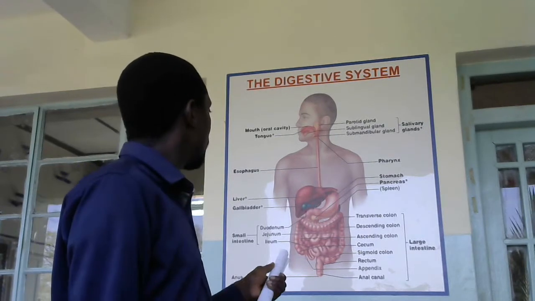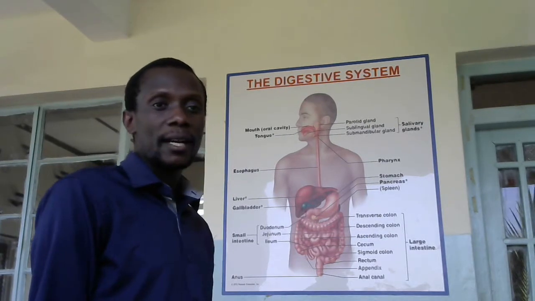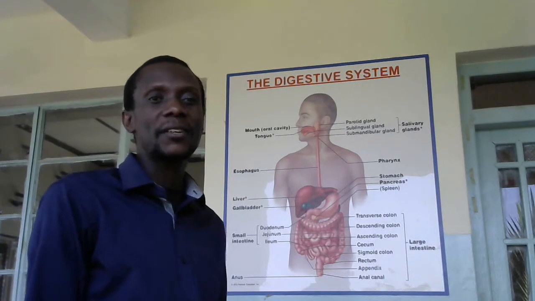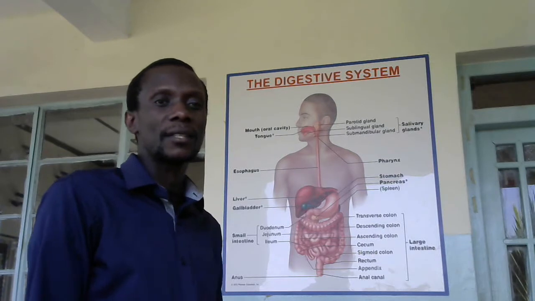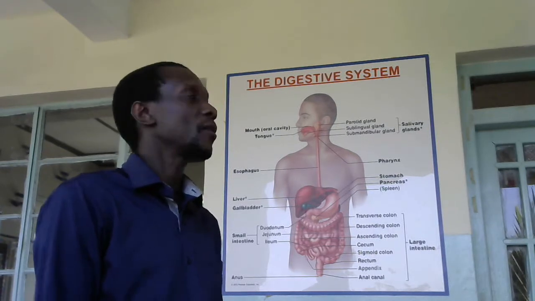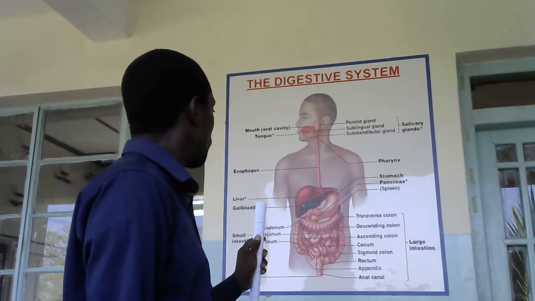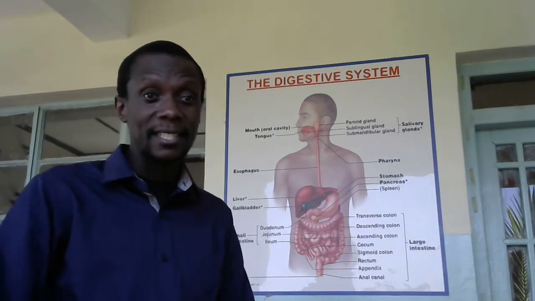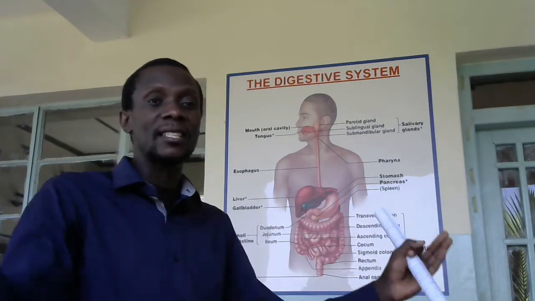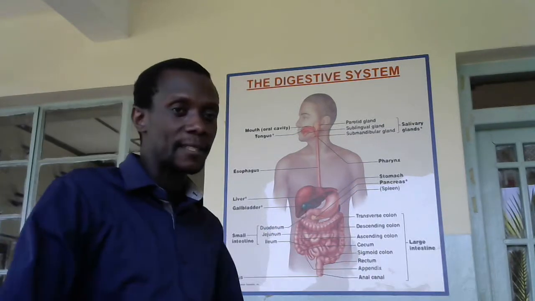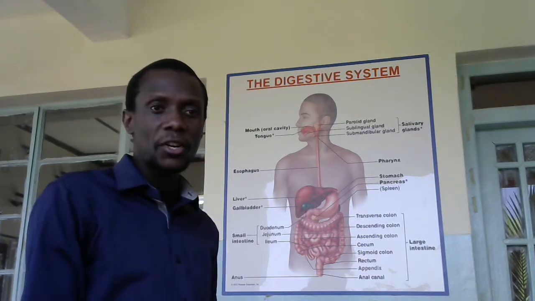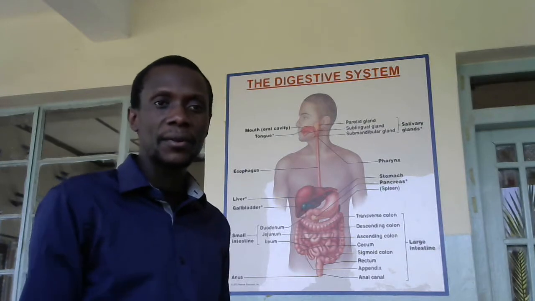Now, the next thing I want to talk about is the rectum. Your rectum stores the fecal material before you pass it out. And then we have got the anus. That's the part that discharges the feces, that passes out the undigested food material. It's called egestion. Egestion is the passing out of feces through the anus.